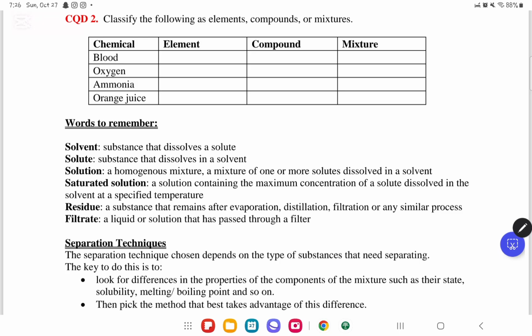We need to classify the following as elements, compounds, or mixtures. Blood is very easily a mixture because you have plasma, white blood cells, red blood cells, platelets, everything in blood. So it's a mixture. You can separate them even. Oxygen, however, is an element. Ammonia, which is NH3, is a compound. So you cannot separate it by physical means, but you can separate it by chemical means. Finally, orange juice is a mixture.